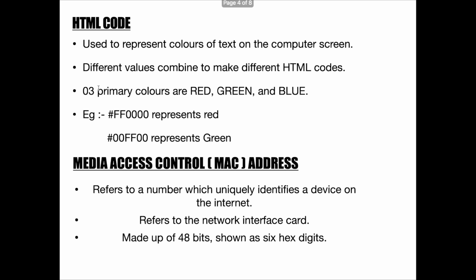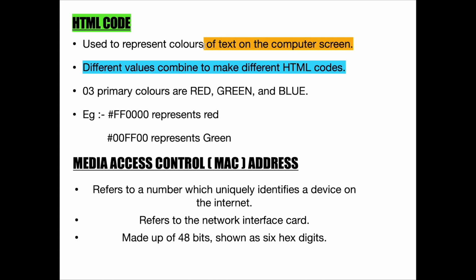The next subtopic, HTML code, is made up of a variety of values. It is the HTML code that represents the colors of text which are displayed on a mobile or computer screen. RGB, or the colors red, green, and blue, are the 3 prioritized colors. The example below shows how different numerics, letters, and symbols are used to create various colors.